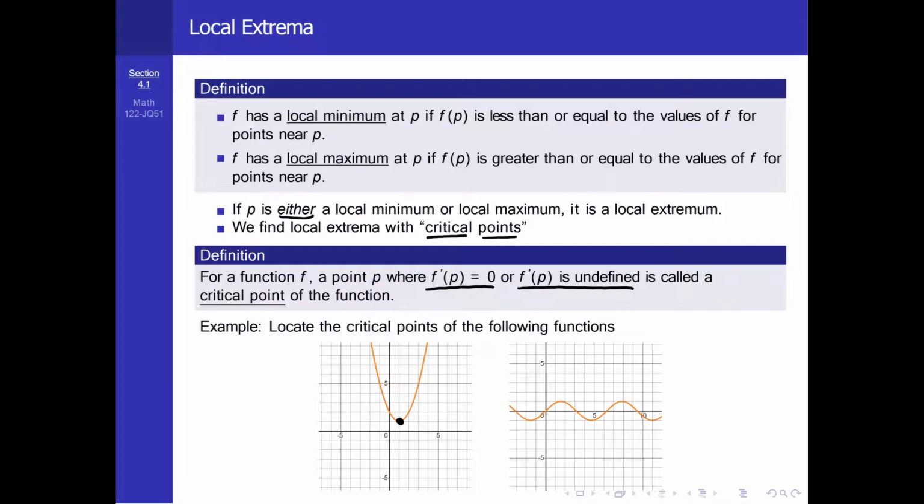Okay, so locate the critical points of the following functions. Well, I already located the only critical point for the first function. The critical point for the second function is just, again, either the top of the hill on your function or the bottom of the valley of your function. All the points where the slope is equal to 0.